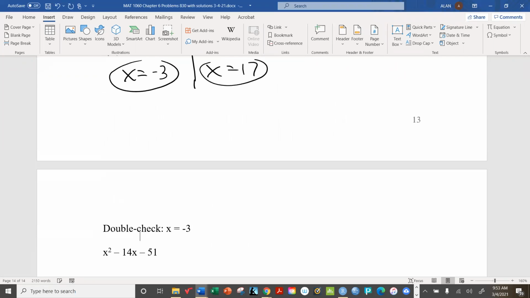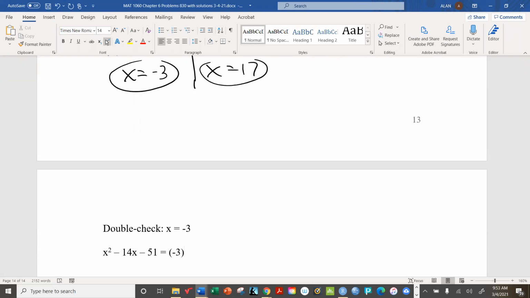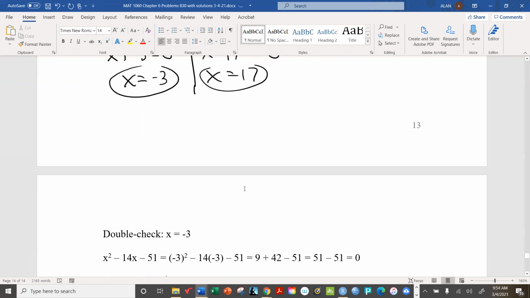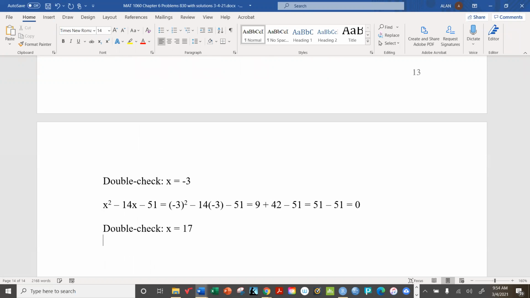So start with negative 3. We get 9 plus 42 minus 51, 0. That one works. And then we'll double check x equals 17.